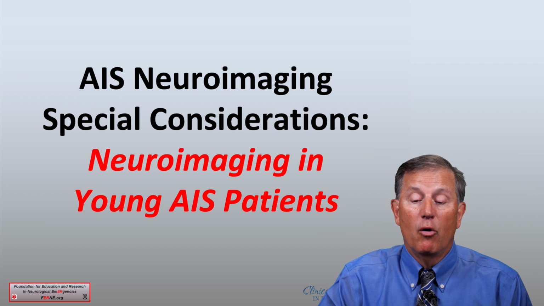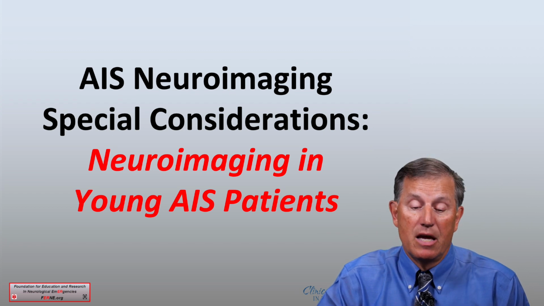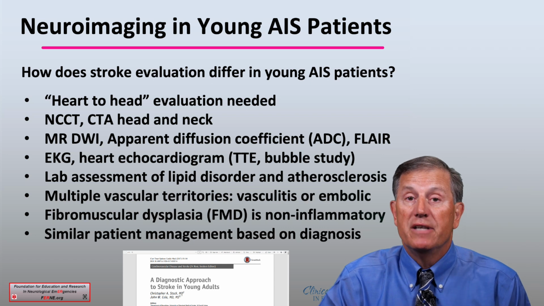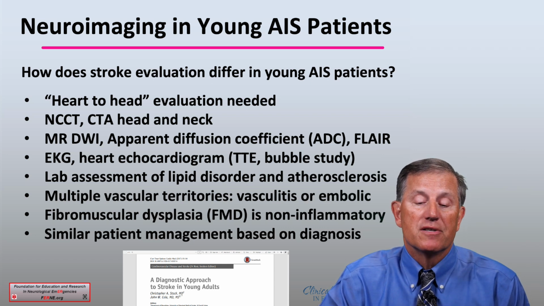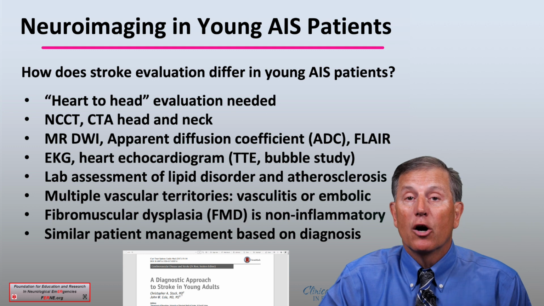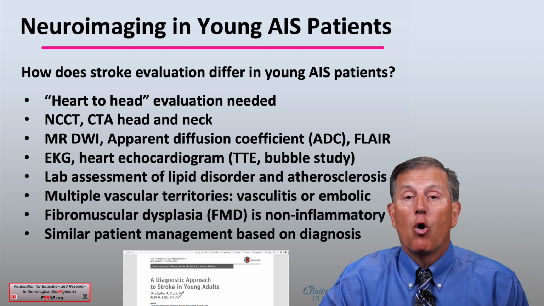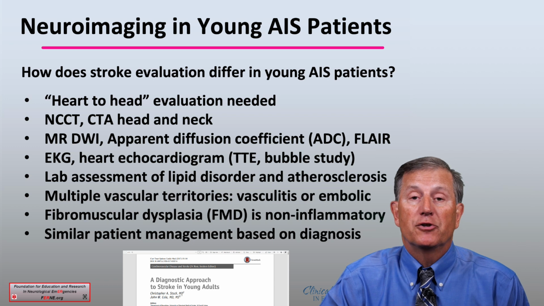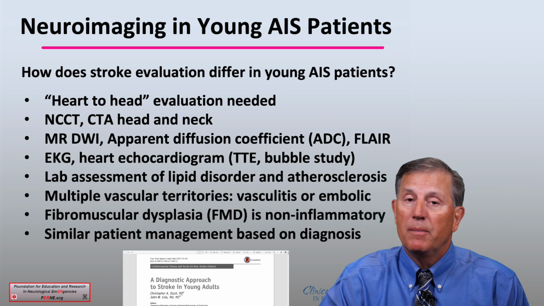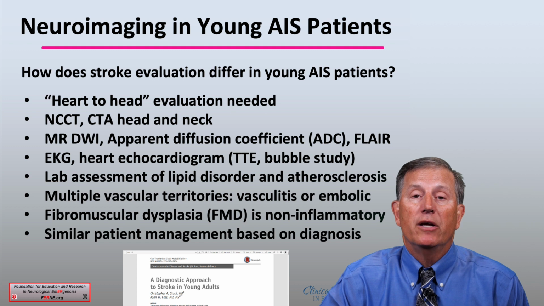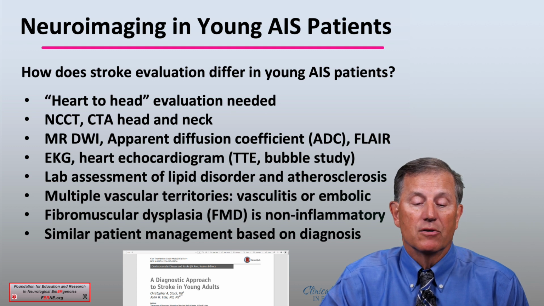So what about neuroimaging in young acute ischemic stroke patients? How does stroke evaluation differ in young AIS patients? Well, in younger patients, you need a heart-to-head evaluation. You need to go all the way from the brain to the neck to the heart to determine a possible etiology for stroke, because stroke is not common and is not often related to an abnormality in the cranial cerebral vascular vessels.